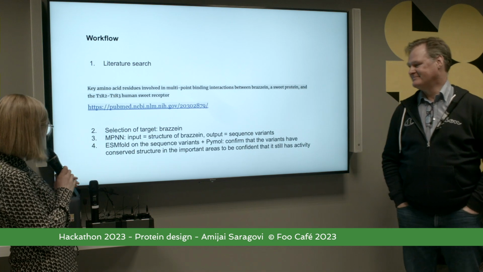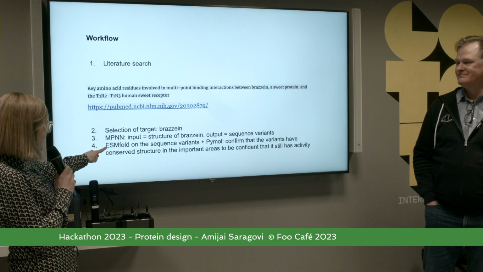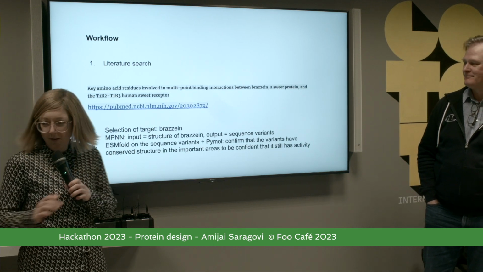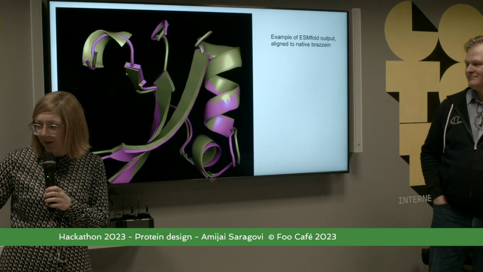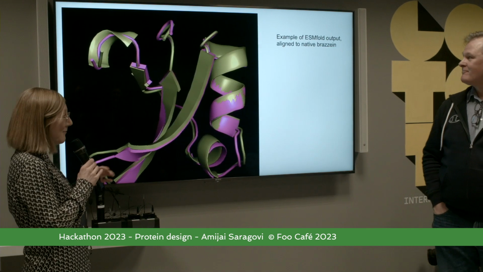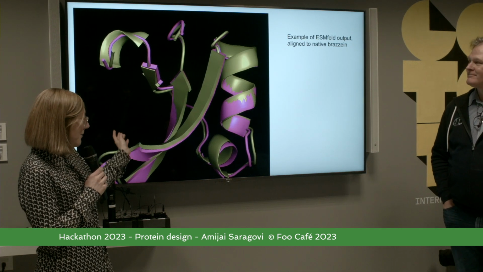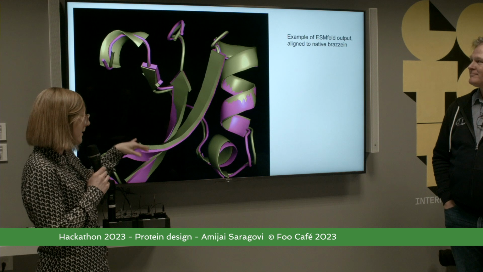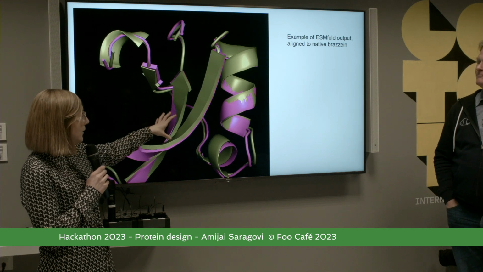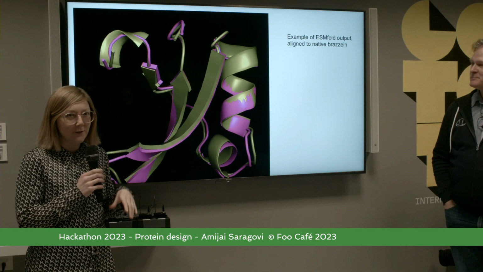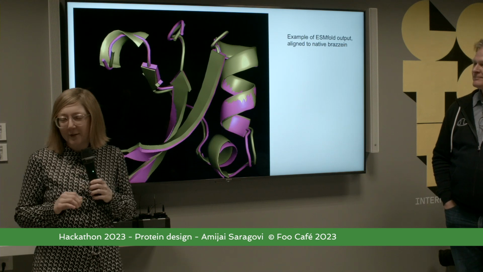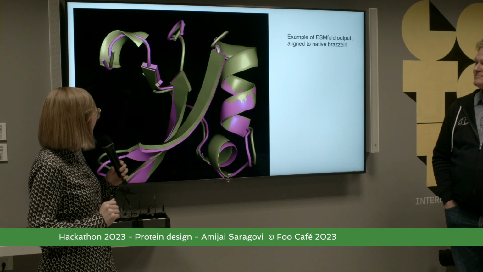So that was the first step in our workflow, and here you can see an example of one of the variants that came out of ProteinMPNN. We folded it with ESMFold and aligned it to the native brazzein to verify that the important regions are not completely different.